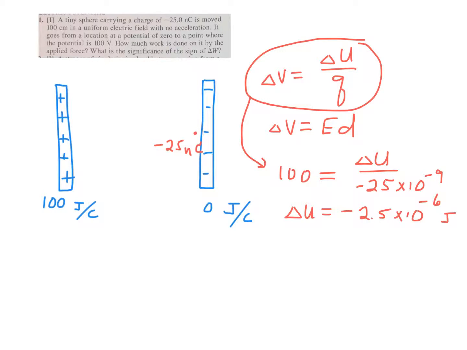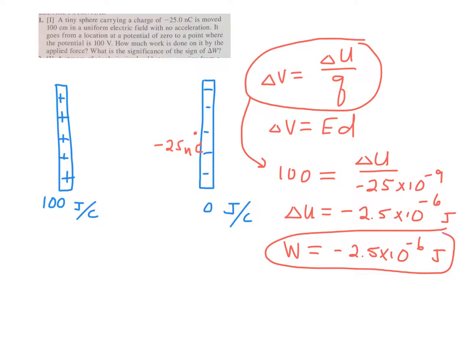In other words, W, work energy theorem, the work done, or delta W, if you want to call it delta W, the change in work, or the work, is negative 2.5 times 10 to the negative 6 joules. We did negative work. Another way to think about it actually would be, if you look at the work equation, work equals F dot D, which is work equals F d cosine theta.